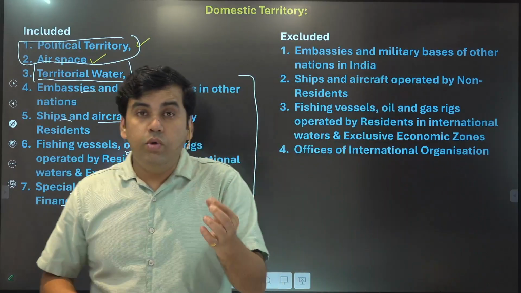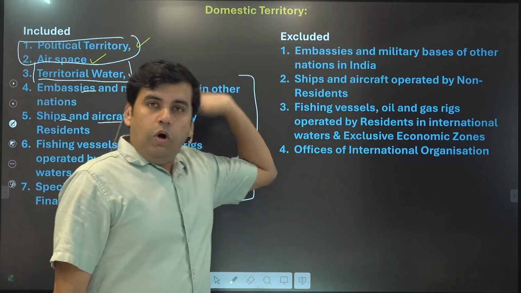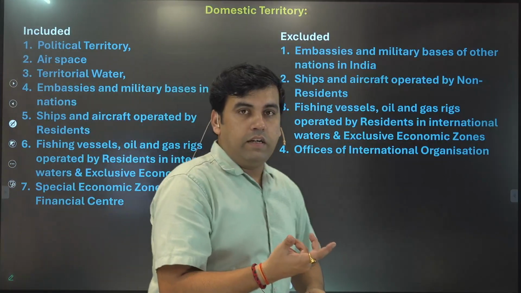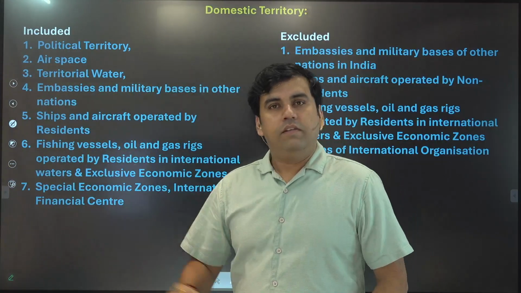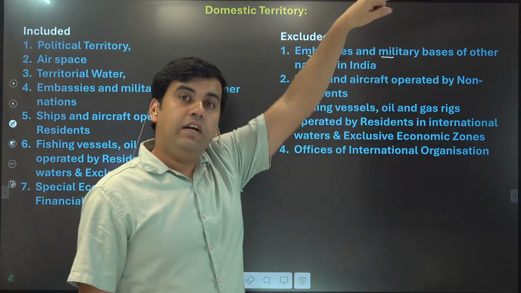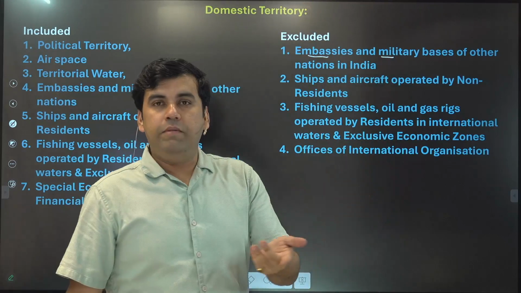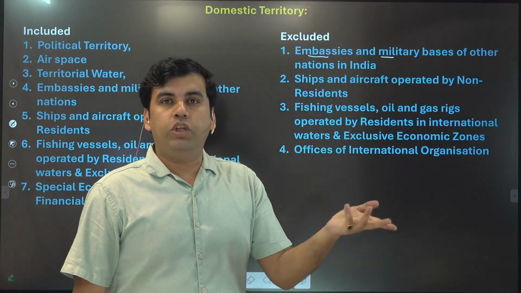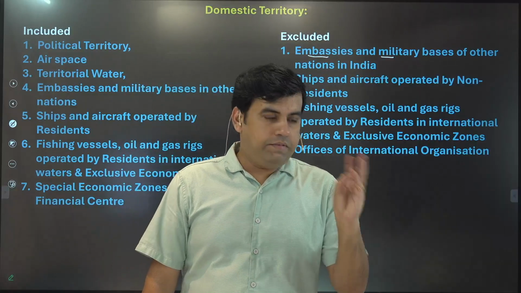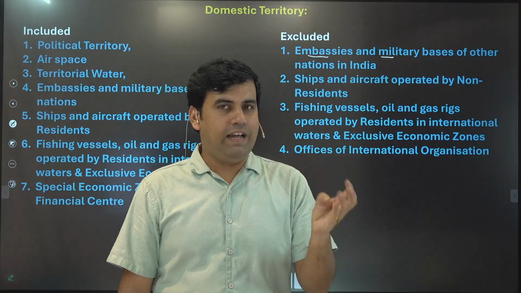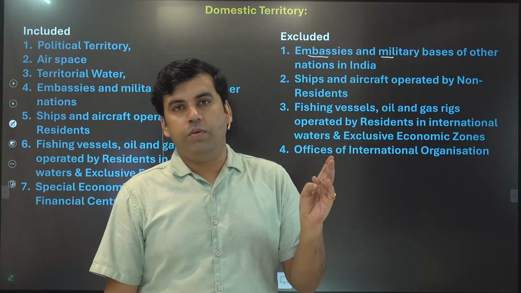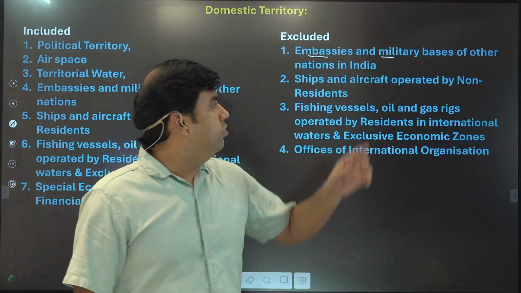Now what is excluded? Just the opposite of this. If you remember these seven, the other ones would be easier for you. Just the opposite: embassies and the military bases of other countries in India. If you have ever been to Delhi, to Chanakyapuri, we have other nations' embassies. I have seen the Pakistani embassy, US embassy, Canadian embassy, Australian embassy, Chinese embassy, which are opposite to each other on the other sides of the road. They are foreign territories, so they are excluded.